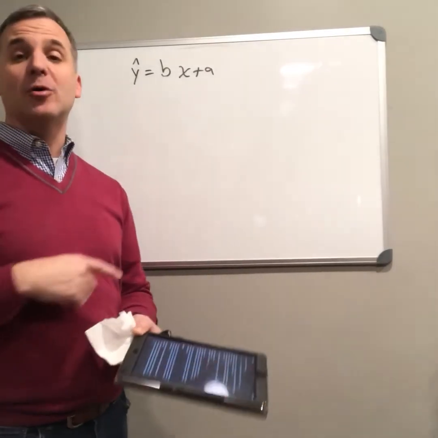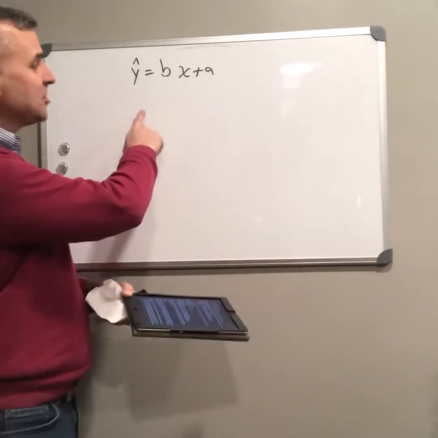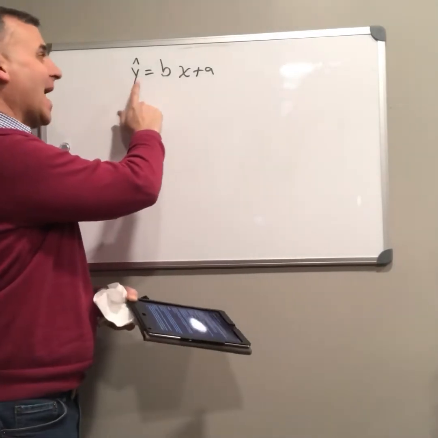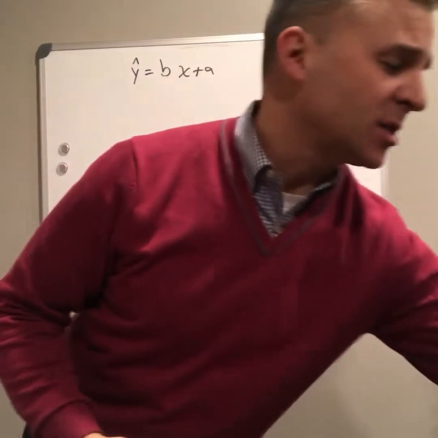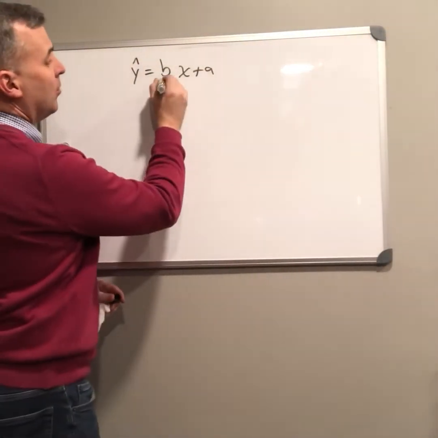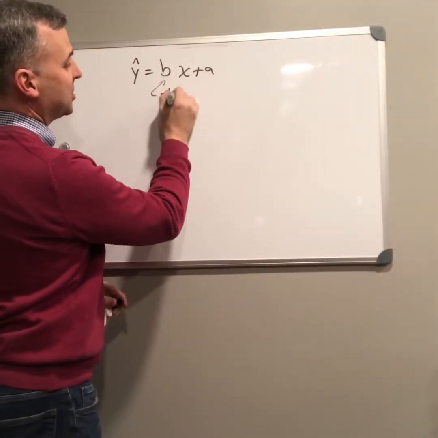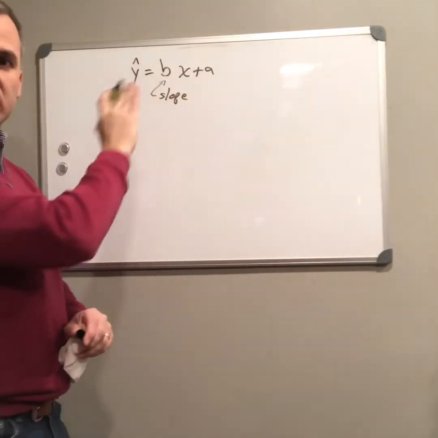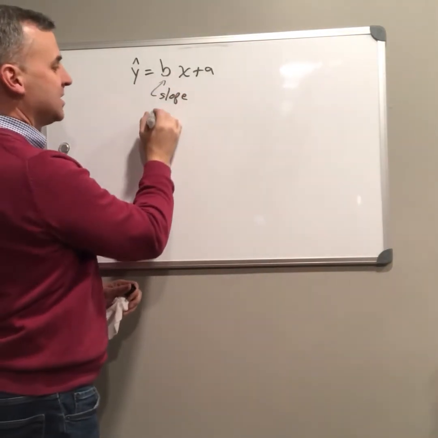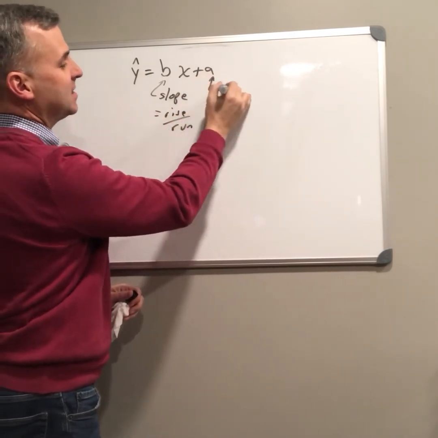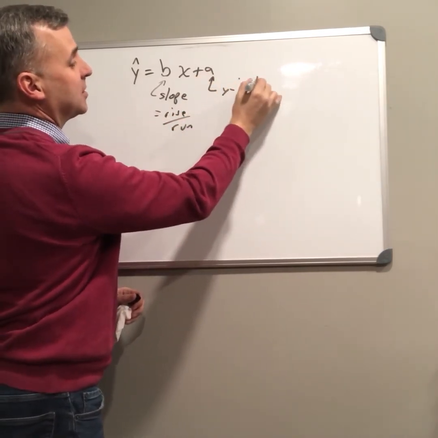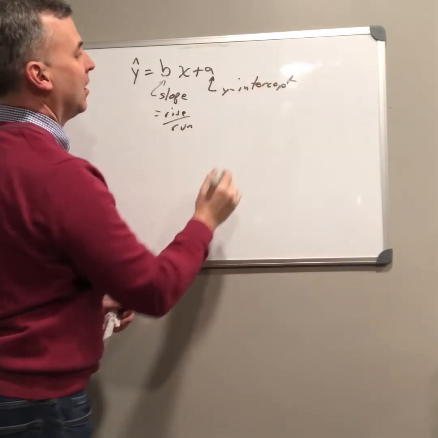So now let's talk about how to interpret this equation. We have our standard regression equation, y hat equals bx plus a, right? And we talked about already, b here represents the slope, right? This describes the relationship between x and y. This is the slope of the line, or the rise over the run. This is the y-intercept.